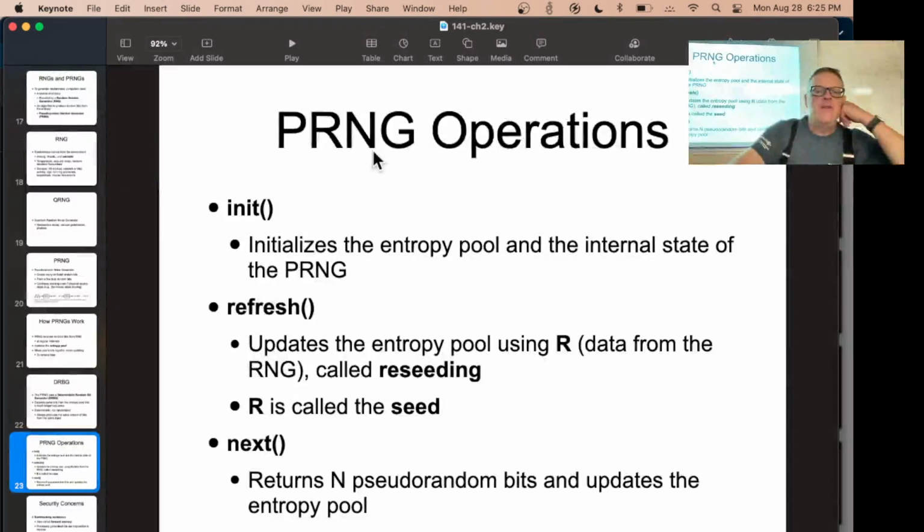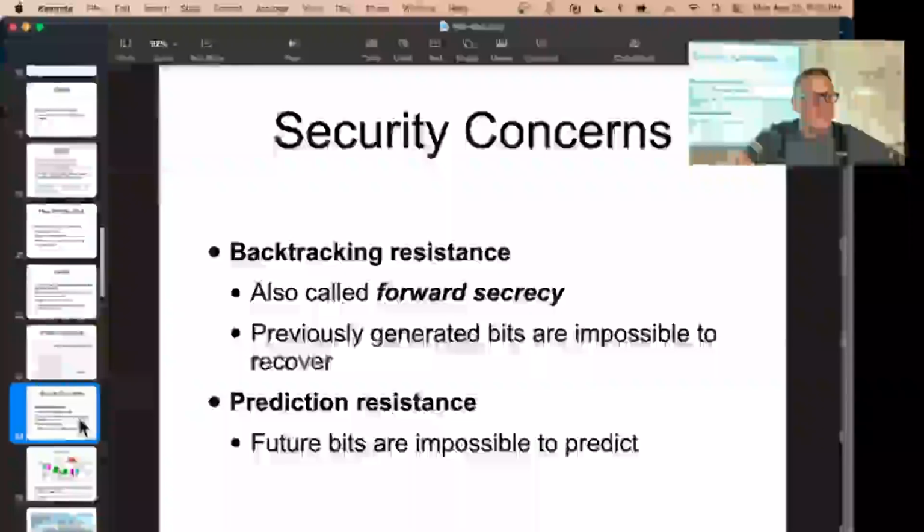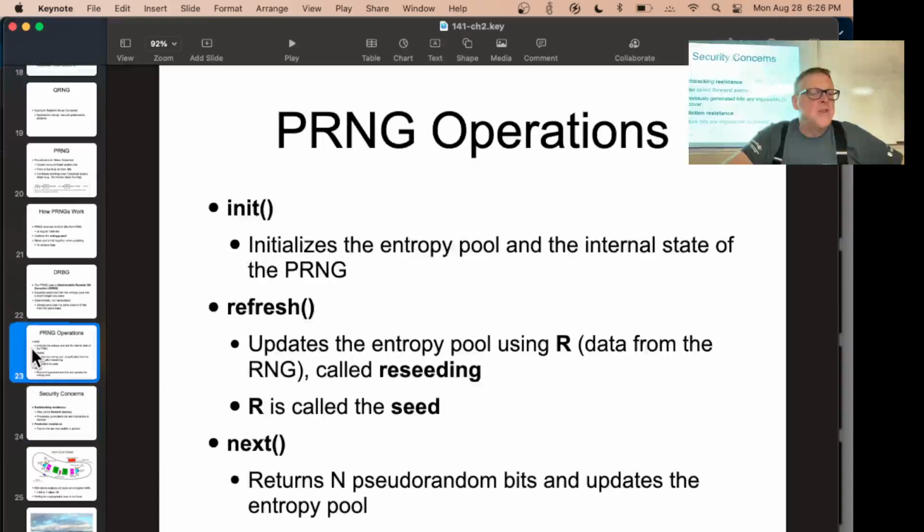All right, so it's going to have operations like initializing the entropy pool, refreshing it using fresh data from the random number generator, and just going to the next group of pseudo-random bits. So this is what we're doing, or at least what we were doing until recently in Linux.